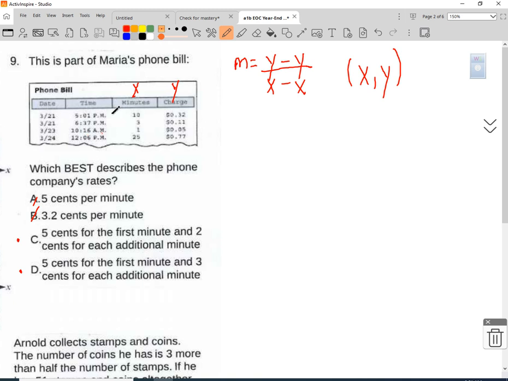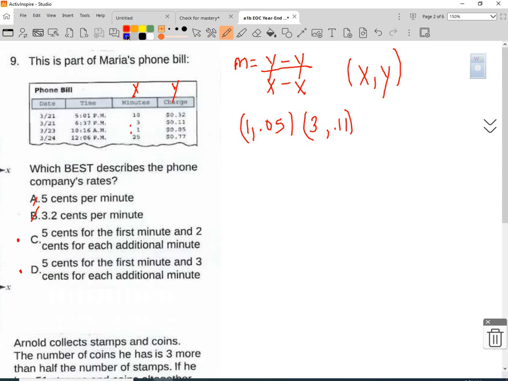So in a linear equation, linear function, we can pick any two of these ordered pairs. So I'm going to pick these two easy ones, the smaller numbers. So the ordered pair there is going to be 1 and 5 cents, and the other one is 3 and 11 cents. Okay? When she spoke for 1 minute, it cost 5 cents. When she spoke for 3 minutes, it cost 11 cents.